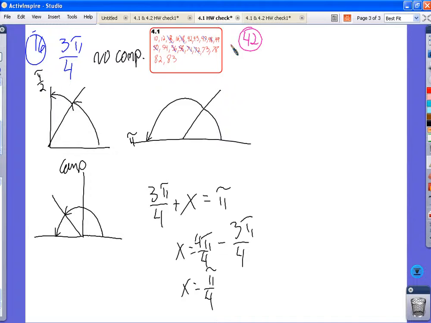Rewrite each angle in radian measure as a multiple of pi. What it means by saying a multiple of pi is don't write it as a decimal. Don't put pi in your calculator and see what decimal comes out. We're going to write it as a multiple.